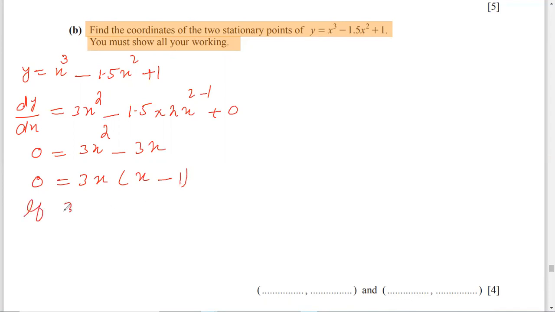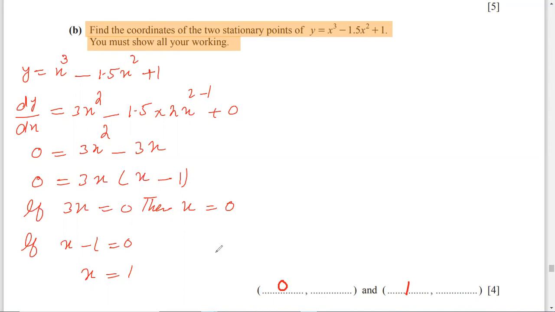So if 3x is equal to 0, then x is equal to 0 over 3, that is 0. If x minus 1 is equal to 0, then x is equal to 1. In this way, the x coordinates of the two stationary points are 0 and 1.